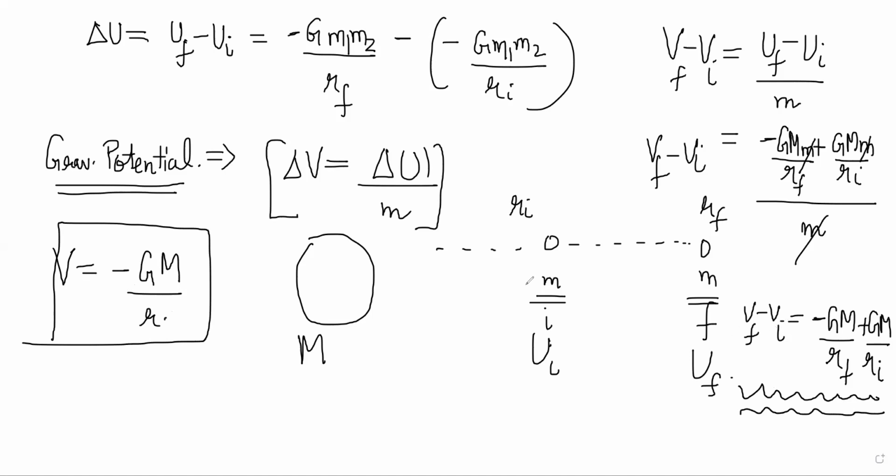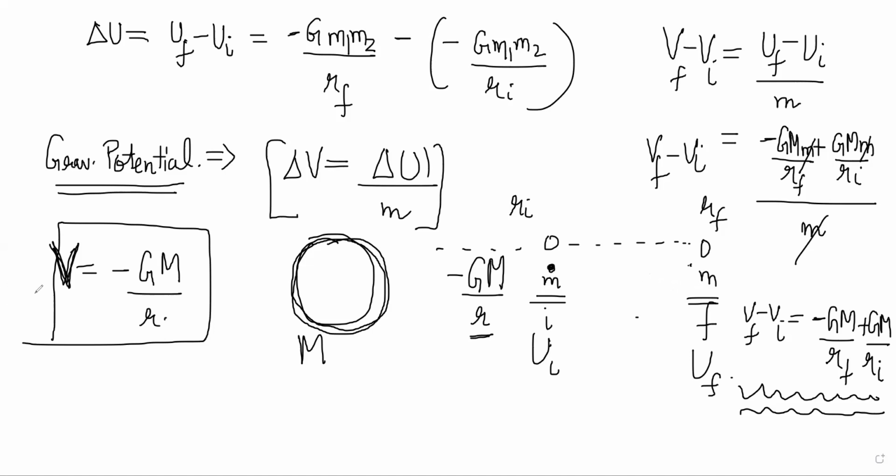So basically, potential is defined in terms of the source mass. This source mass is creating a potential at this point, and it is minus G capital M by R. And this source mass will create a different potential at this point, because the small r is different.